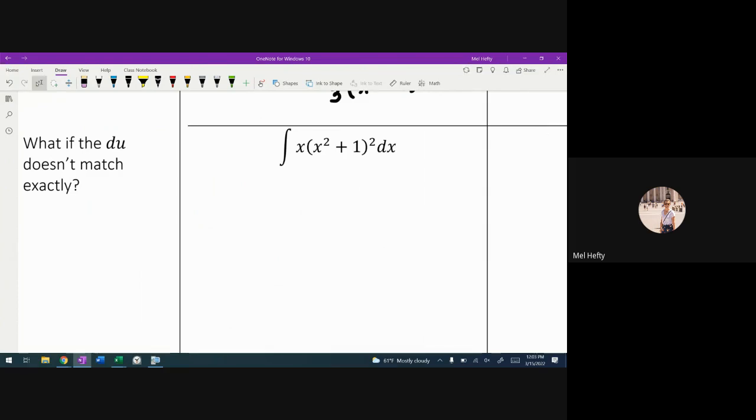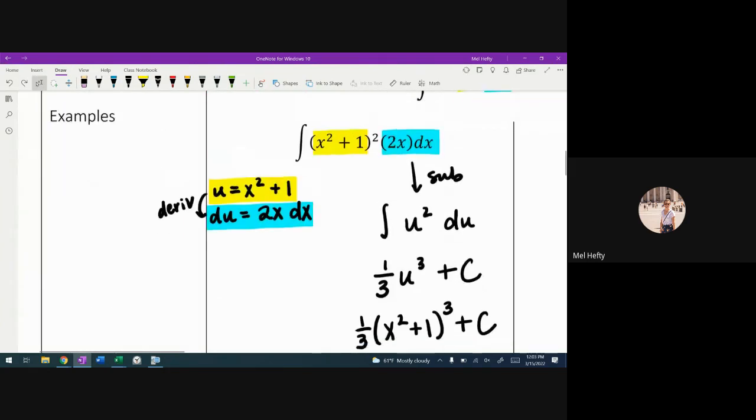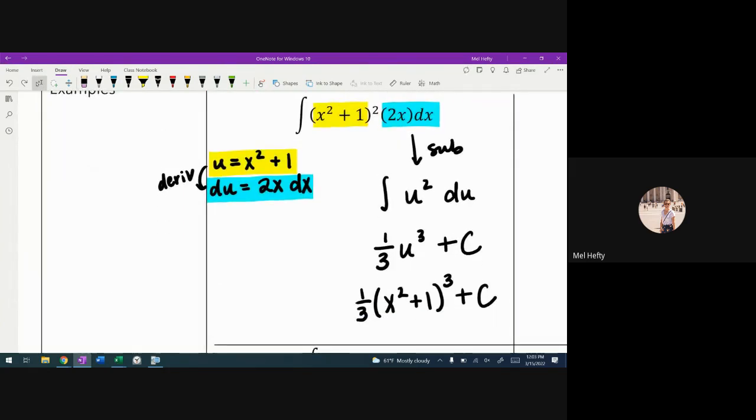No, so we actually can't distribute the x because of the squared. So we could square it out and distribute it, but we're going to try to use U-sub instead. So let's try to do this same question. It's almost exactly the same. What's just missing from this question?